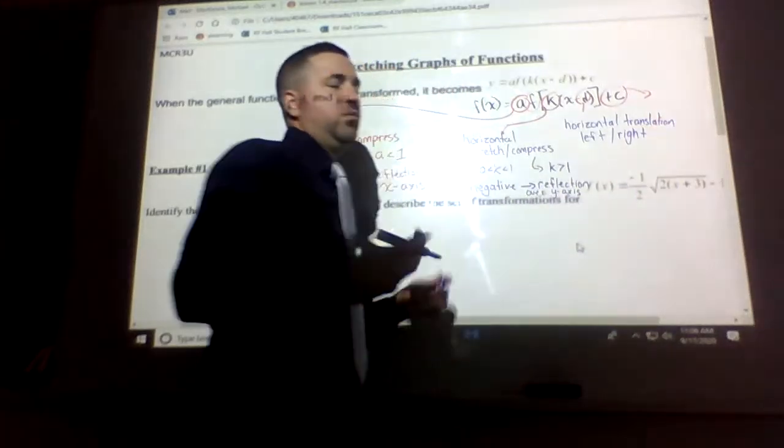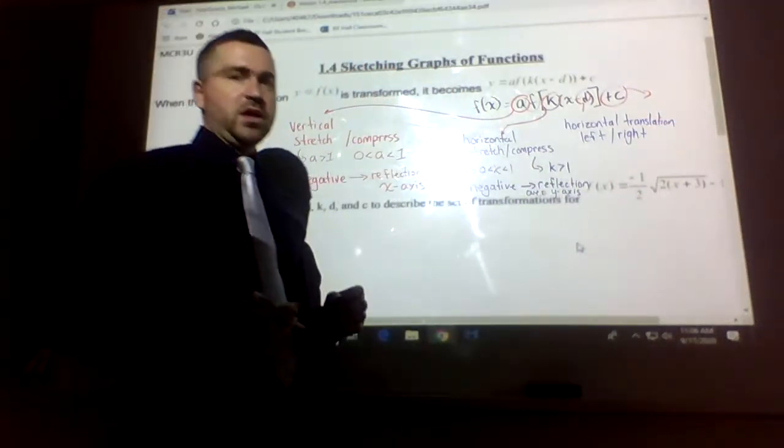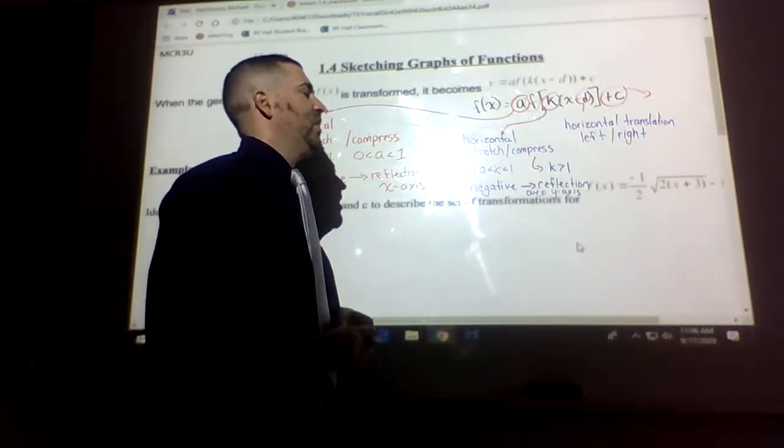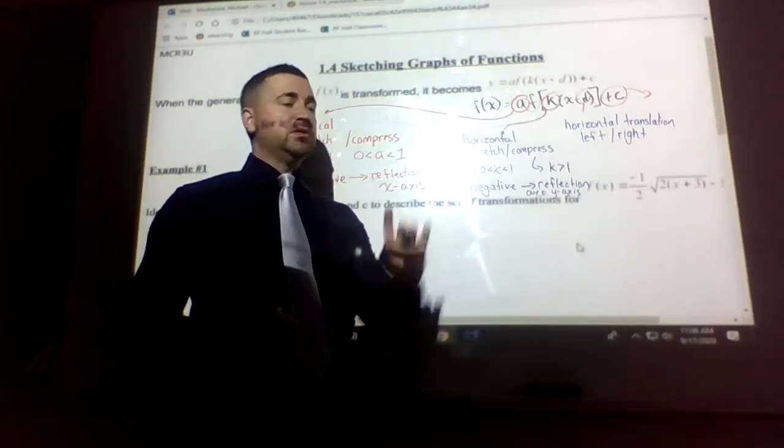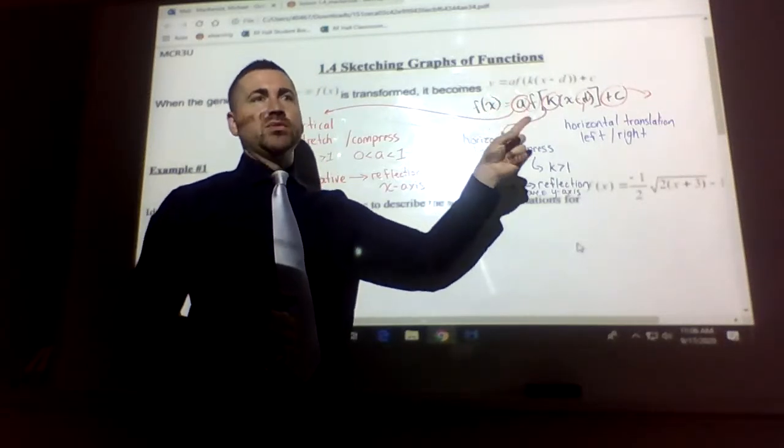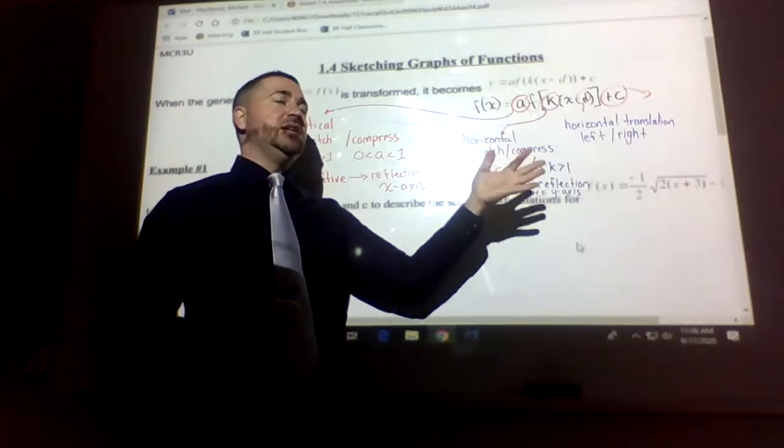If you just said it moved left and right, I'm fine with that. So we have horizontal translations left or right. And remember, it's the opposite. So if it's a negative d, it goes to the right. If it's a positive d, then it goes to the left.